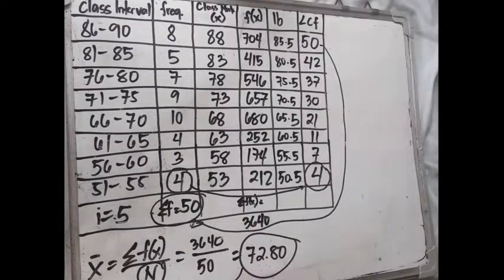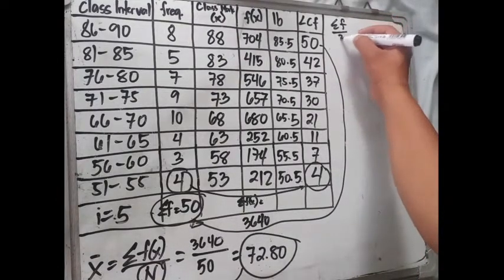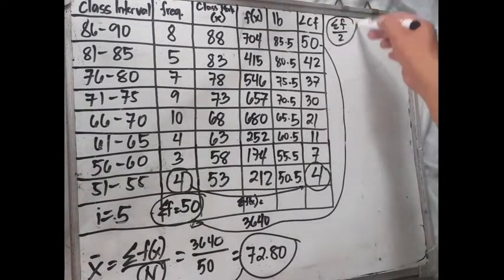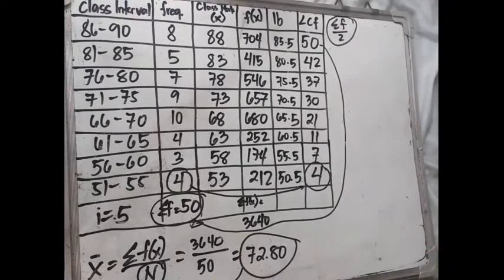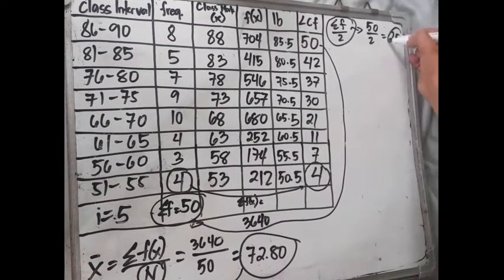median class? So median class, it is the class where the value is greater than or equal to summation of f over 2, summation of frequency over 2. So what is the total sum of the frequency? That is 50 over 2, that is 25.